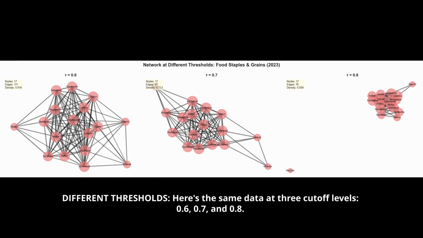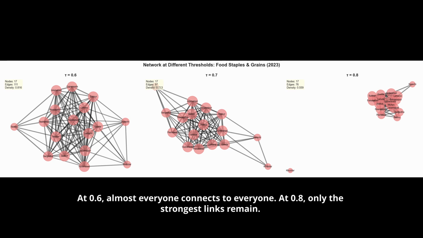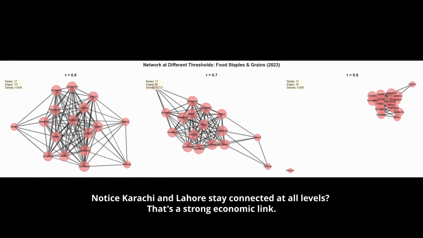Different thresholds. Here's the same data at 3 cutoff levels: 0.6, 0.7 and 0.8. At 0.6, almost everyone connects to everyone. At 0.8, only the strongest links remain. Notice Karachi and Lahore stay connected at all levels. That's a strong economic link.